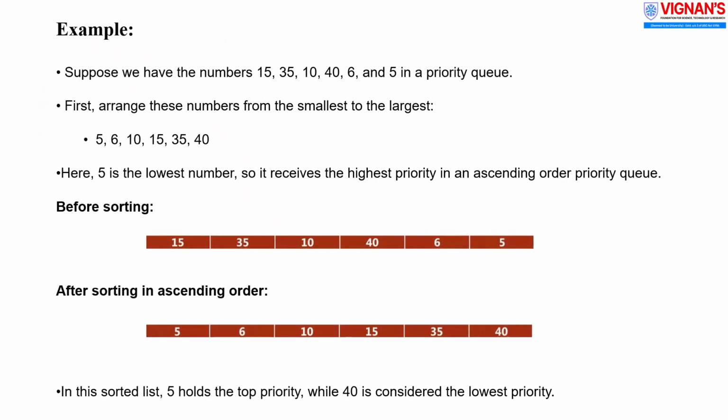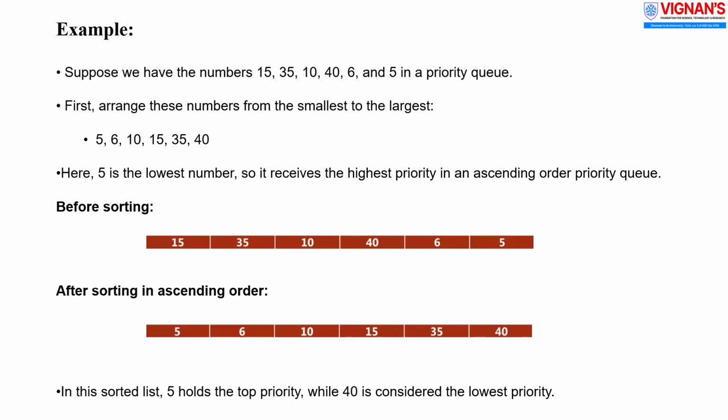Let us consider an example for better understanding. Suppose you have the numbers 15, 35, 10, 40, 6, and 5 in a priority queue. First, arrange these numbers from the smallest to the largest: 5, 6, 10, 15, 35, 40. Here, 5 is the lowest number, so it receives the highest priority in an ascending order priority queue.